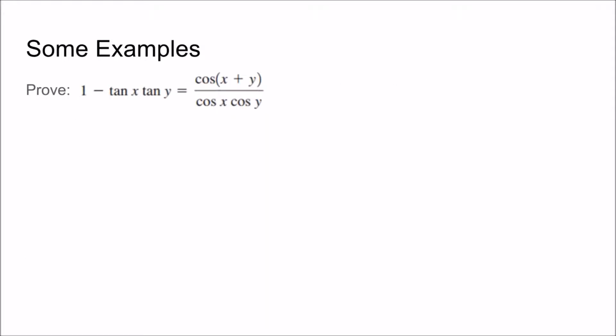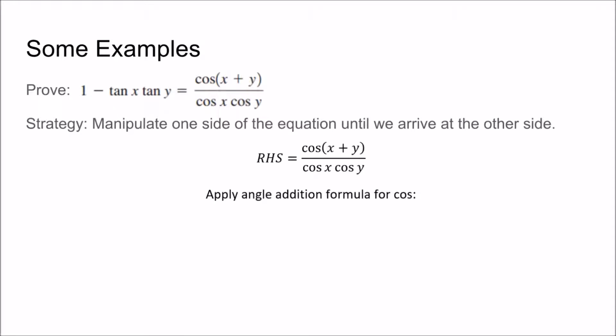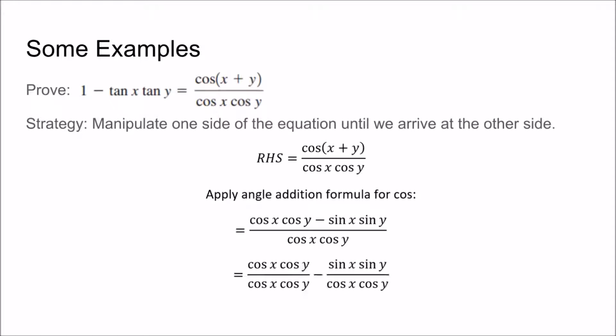Now here is a proof. The way we solve these is we select one side of the equation and manipulate it until we arrive at the other side. So in this case, we're going to select the right hand side because we see in the numerator there's an opportunity for expansion with the formulas we just learned. So we expand with the angle addition formula for cosine, and then we split up this fraction and simplify down, and we arrive at the left hand side. So the proof is complete.